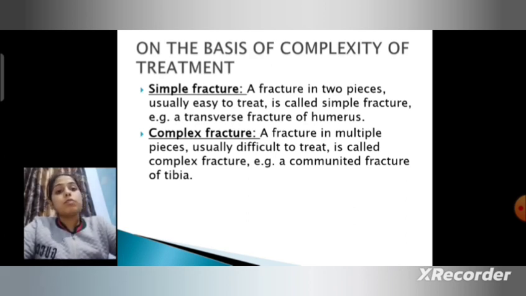Next is complex fracture, a fracture in multiple pieces. When bone breaks into many fragments, that fracture is known as complex fracture. For example, comminuted fracture of tibia. And also in complex fracture, displaced fractures commonly occur.